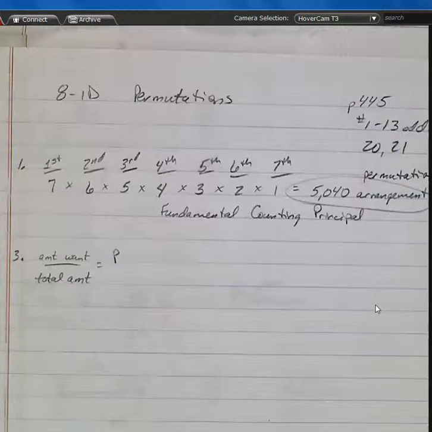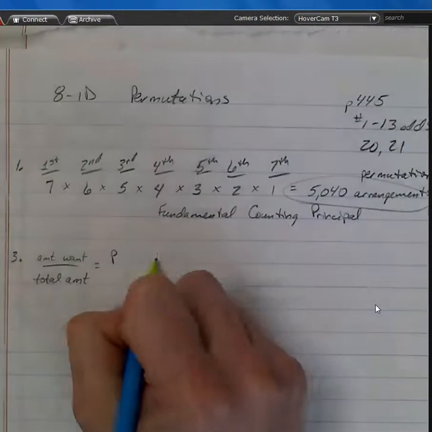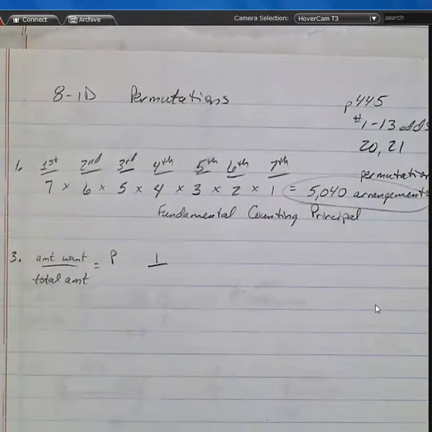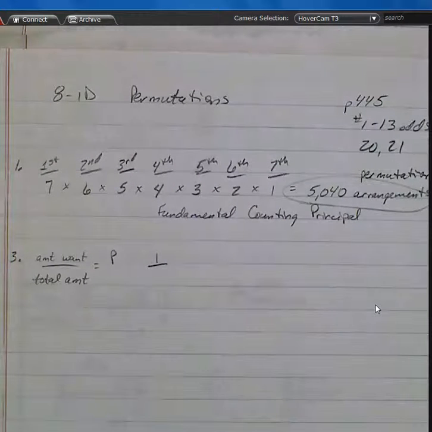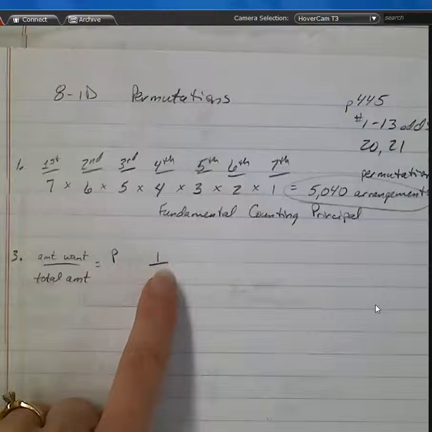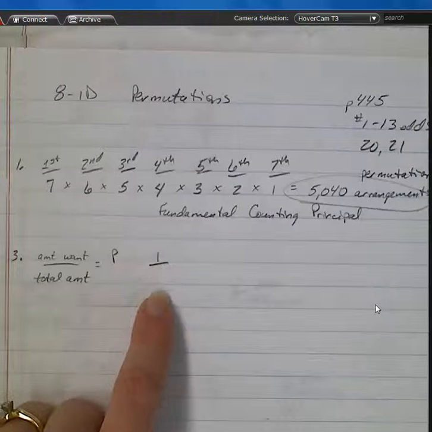How many ways? There's only one way. You're right. There is only one way to get season 1 first and season 2 second. So I'm going to put a 1 on the top. Do you see why? There's only one way to do that. Oh crap, how do I figure out how many total ways there are to pull those DVDs off the shelf? How many ways are there?